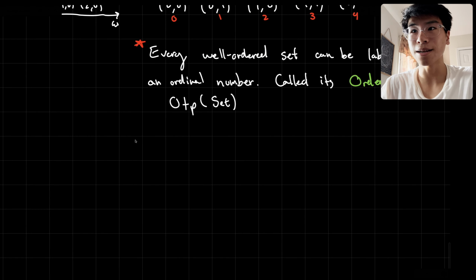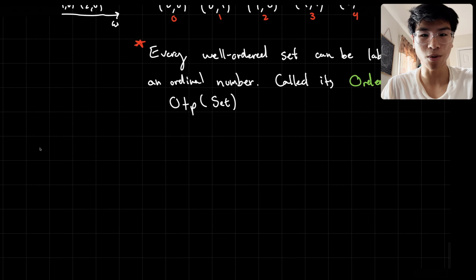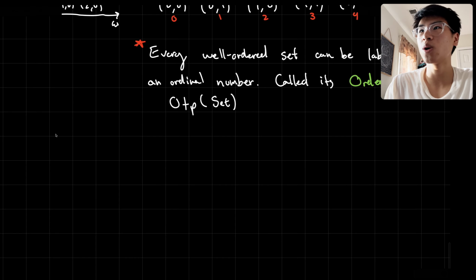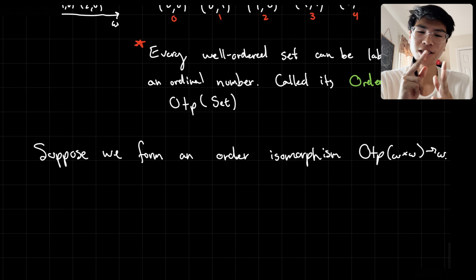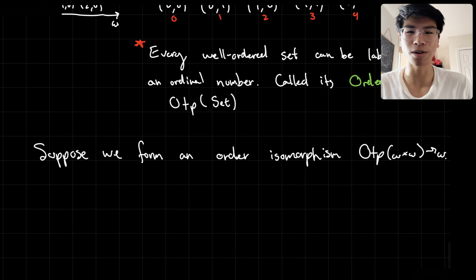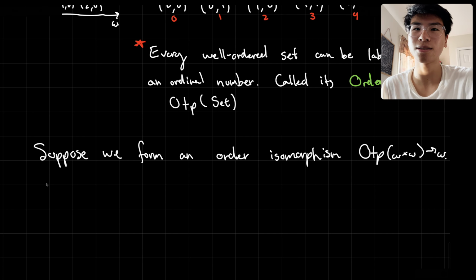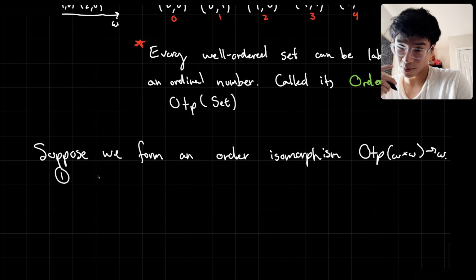Anyhow, the next step is we're going to try to form an order isomorphism from omega crossed with omega to omega. If we recall this order isomorphism business, it's pairing up the elements of each set one to one, left to right in order. There definitely has to be some order isomorphism. The question is, what does it look like? We have two cases here.